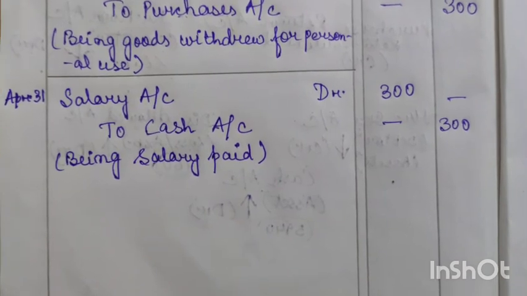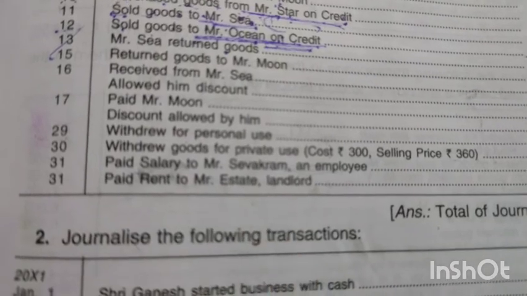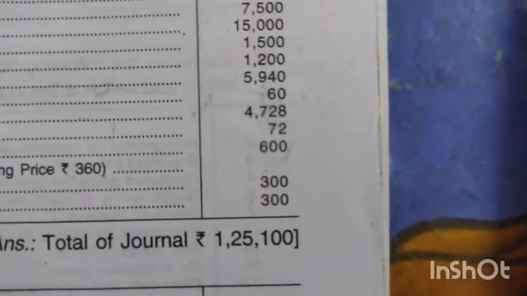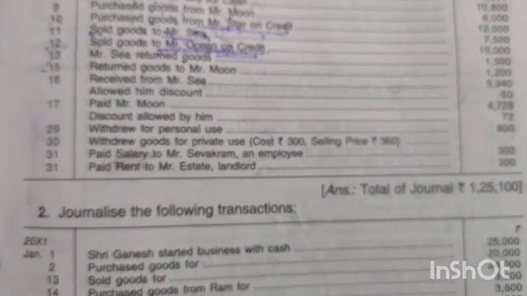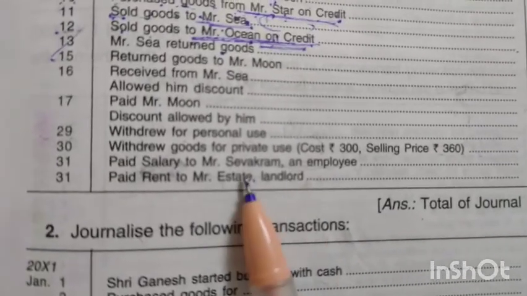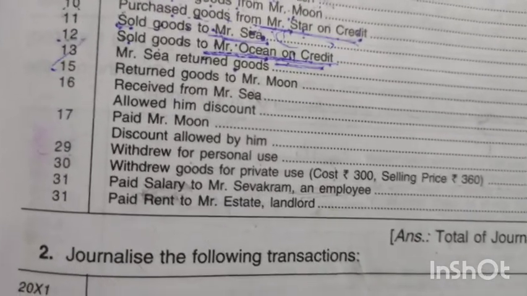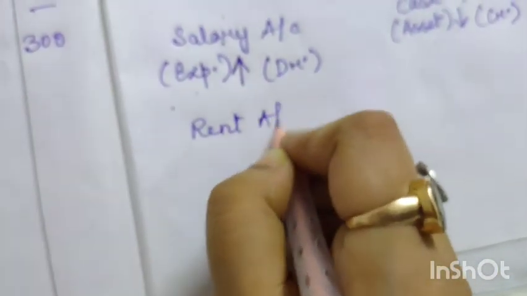Now let's go to the next entry. Now the next entry, we can see that paid rent to Mr. Estate Landlord. How much we have paid? We have paid 300 to our landlord as rent, right? Now as it was a cash transaction, means we have paid rent. So now again, if it is a cash transaction, the person's name won't matter, but yes, what we have paid, that is matter. For what we have paid the money? For rent. So we will open rent account, as we have paid rent.